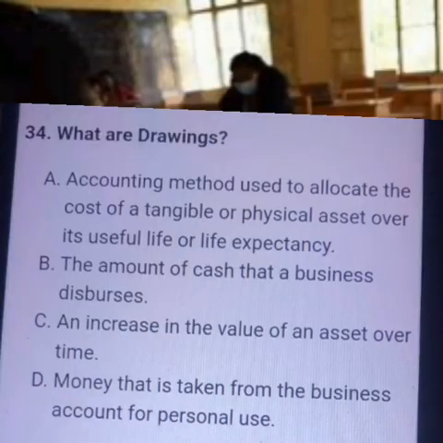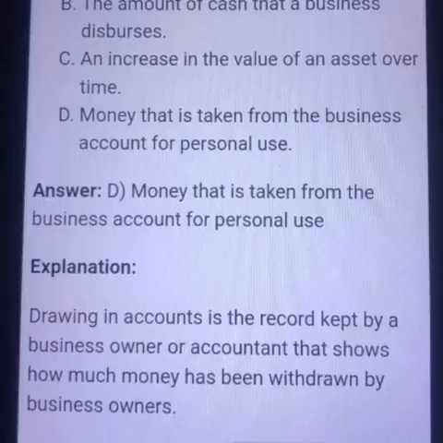Question number 34. What are drawings? A. Accounting method used to allocate the cost of a tangible or physical asset over its useful life or life expectancy. B. The amount of cash that a business disburses. C. An increase in the value of an asset over time. D. Money that is taken from the business account for personal use. The true answer is D. Money that is taken from the business account for personal use.